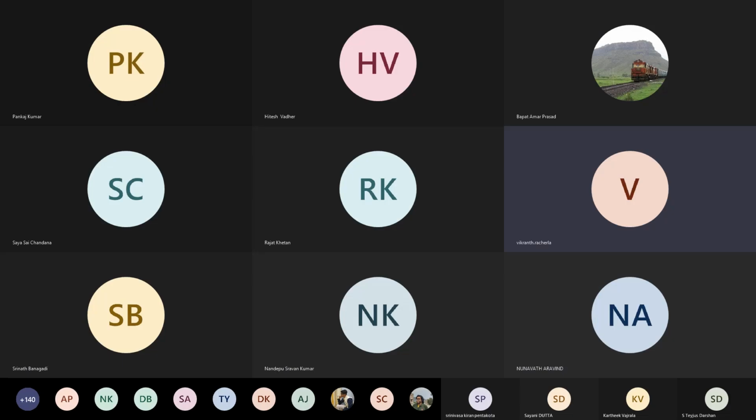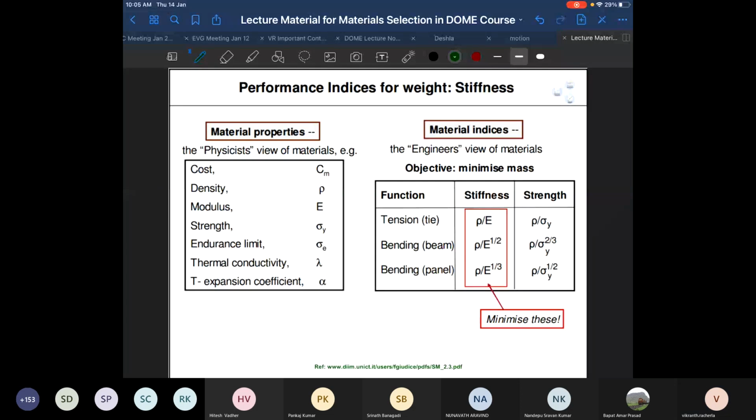If you are subjecting a member to tension or compression, then what you need to do is look for a material which has the smallest value of rho by E. If you are looking at a beam which is being subjected to bending, whether it is in a simply supported condition or a cantilever beam condition, then what you need to be minimizing among the materials is rho by square root of E. And for a panel or a shell, what you need to be looking for is a material with the lowest value of rho by cube root of E.